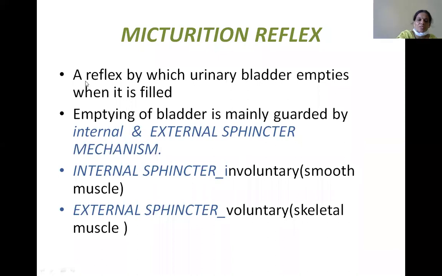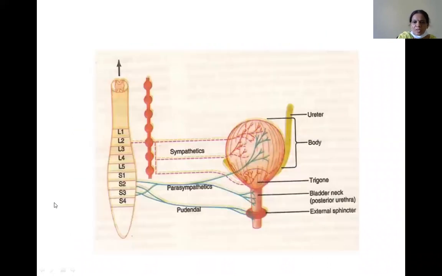This is a reflex by which the urinary bladder empties when it is filled. Emptying of the bladder is mainly guarded by the internal and the external sphincter mechanism. Here you have the internal sphincter, and this is the external sphincter. The external sphincter is supplied by the pudendal nerve, which is a somatic nerve. The internal sphincter is supplied by the parasympathetics, that is, the pelvic nerve.